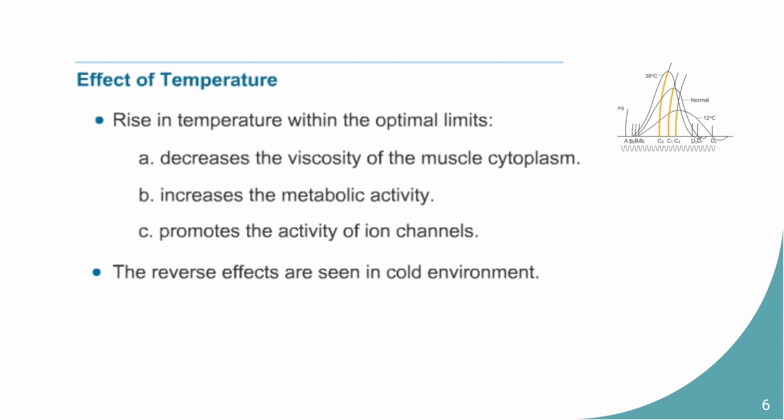Because if we increase the temperature, there will be increase in the metabolic activity because of increased enzymatic activity. We know that the Km value of enzyme depends upon the temperature. Okay, so at an optimum temperature, the Km value will be increased and the enzymatic and metabolic activity will be increased. Increase in temperature will also promote the activity of the ion channels, and it will also increase the conduction velocity of the nerves.